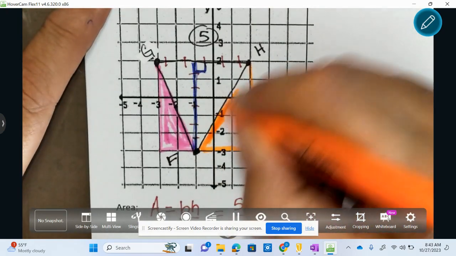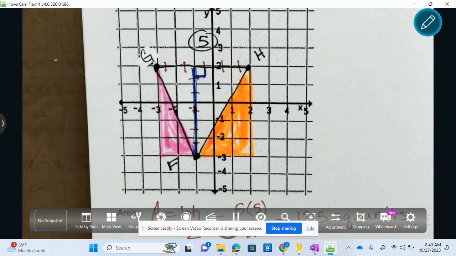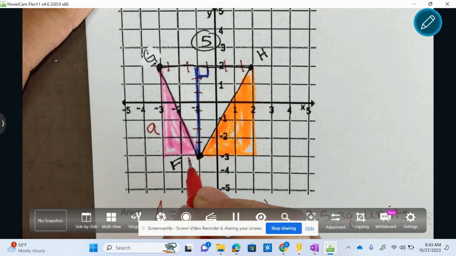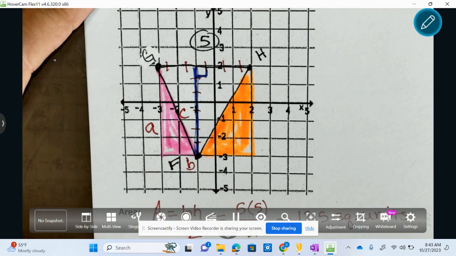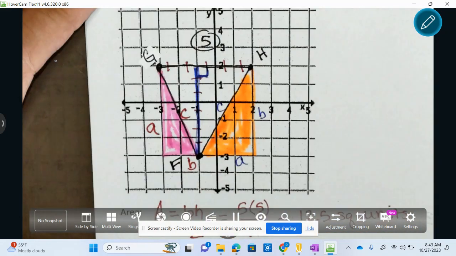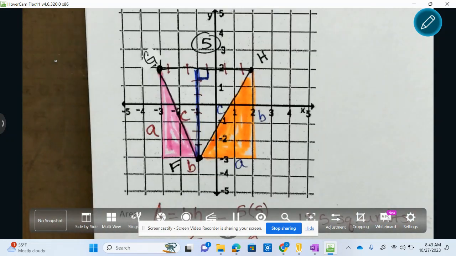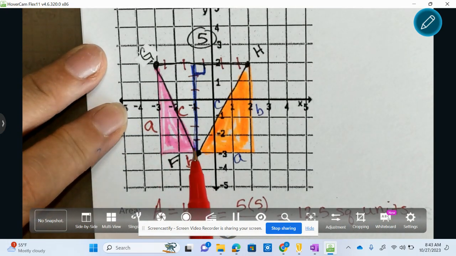So I'm going to label these sides. This is A and B and C of the pink triangle, and then I have A and B and C of the orange triangle, because that's going to give us the measures of those 2 legs. They're different. I know they look the same, but they're not. So let's figure out the measures of the pink triangle first, this segment right here.